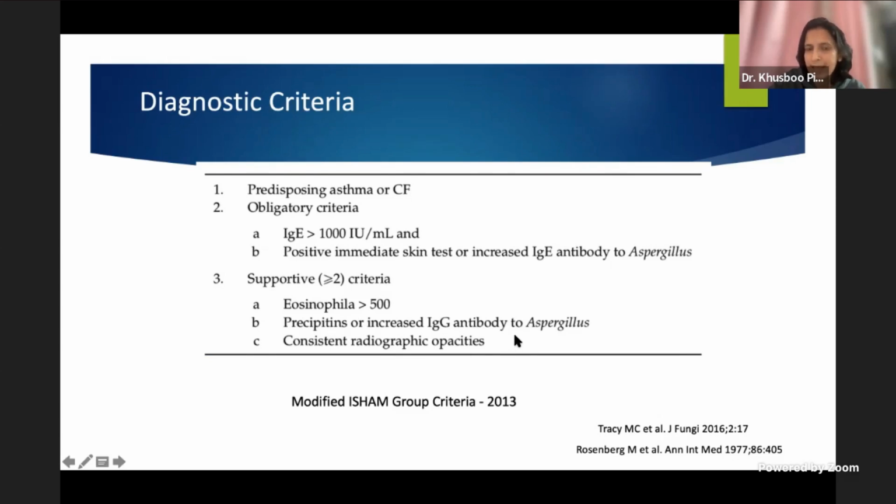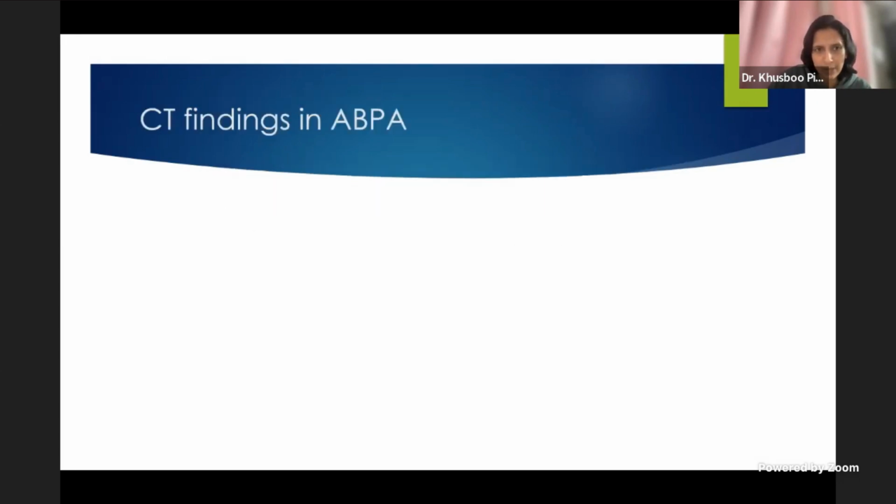So I am just highlighting again that ABPA is a disease wherein the clinical context is much, much more important than what we are seeing on the CT scan. What we are seeing on the CT scan is just to triage a patient, to prognosticate the patient, more than making an upfront diagnosis or refuting or confirming the presence of ABPA.